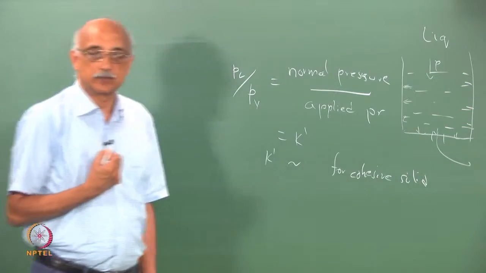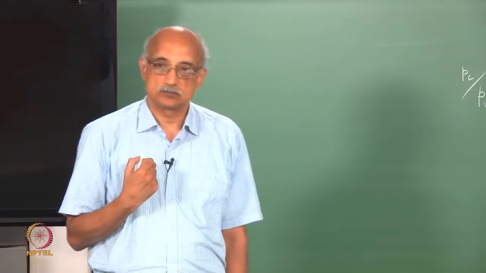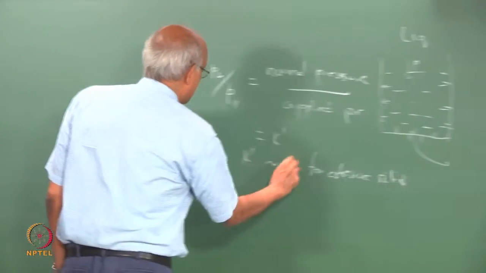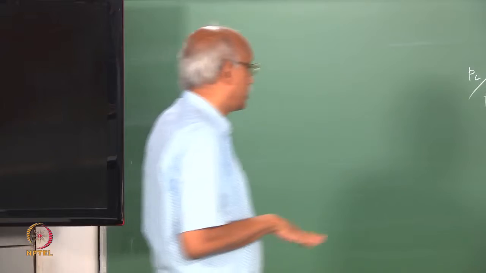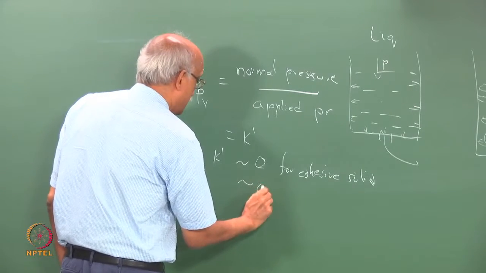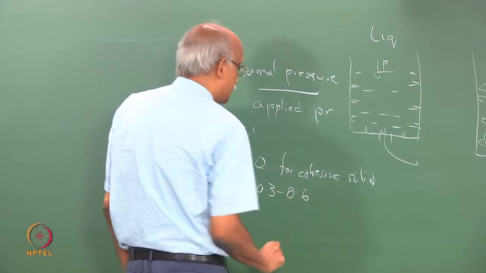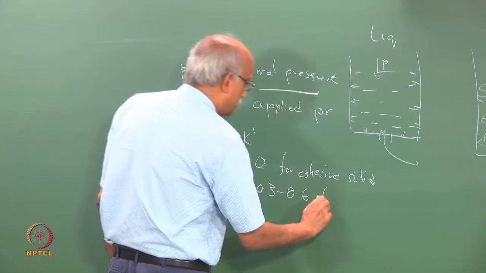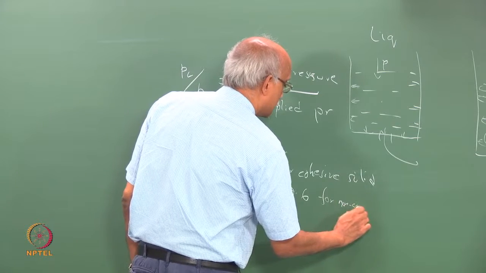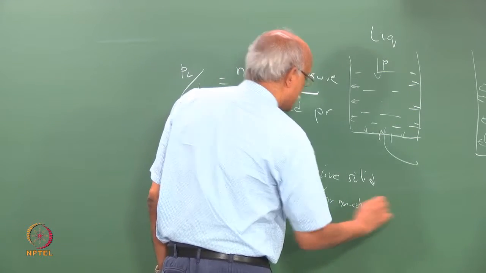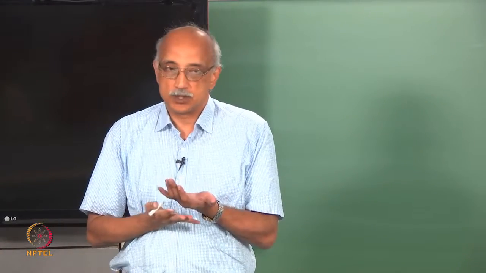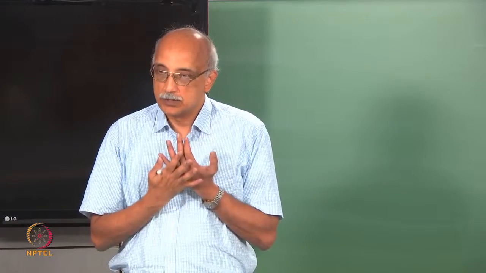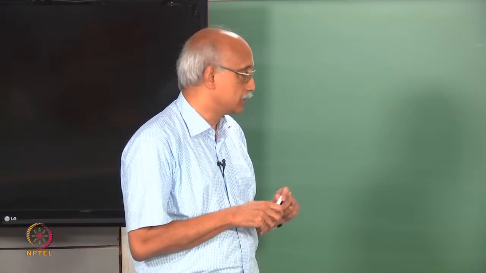What do you think K prime will be for a cohesive material? Be very close to 0. In other words, there is no guarantee that any pressure that you apply is ever going to get transmitted in a normal direction. And for non-cohesive solids, it varies somewhere between 0.3 to 0.6 for non-cohesive. Now, this has important implications both for how particles are stored in a container and also how they flow into and out of a container, as we will see.